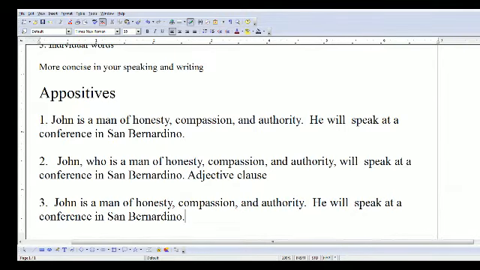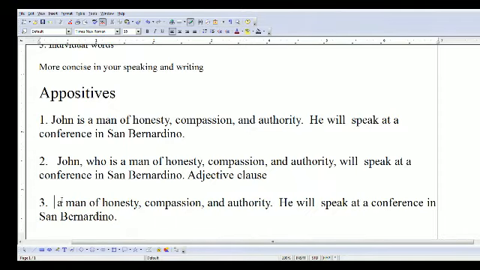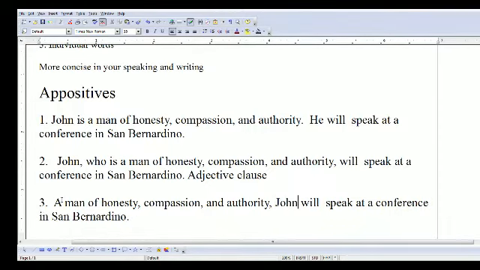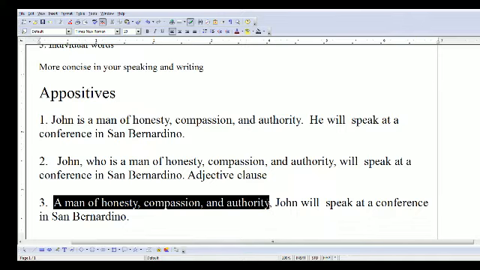This one. Now, instead of saying who is, you could do this. You could say a man of honesty, compassion, and authority. John will speak at a conference in San Bernardino. Now, in this case, we are now using what's called an appositive. An appositive is a noun phrase that's used to modify another noun phrase, in this case, the word John.